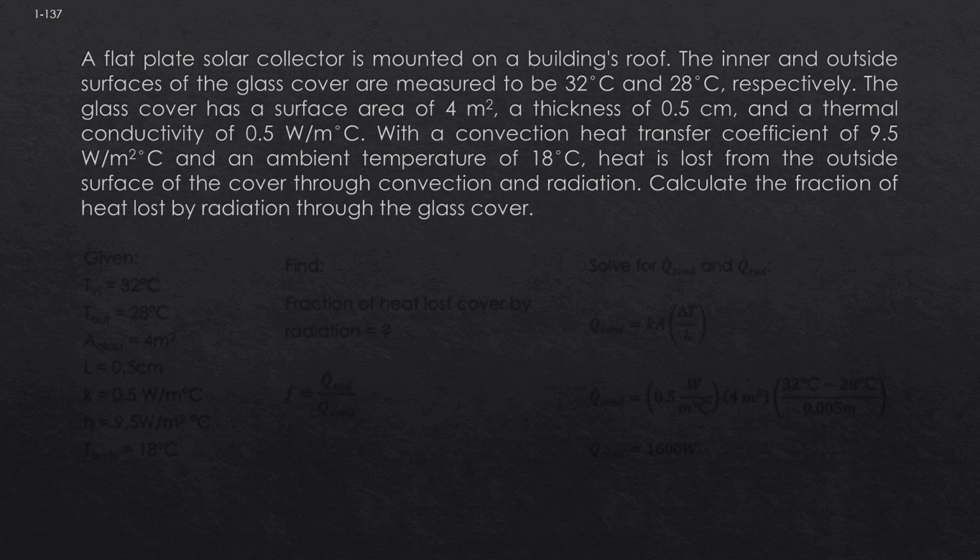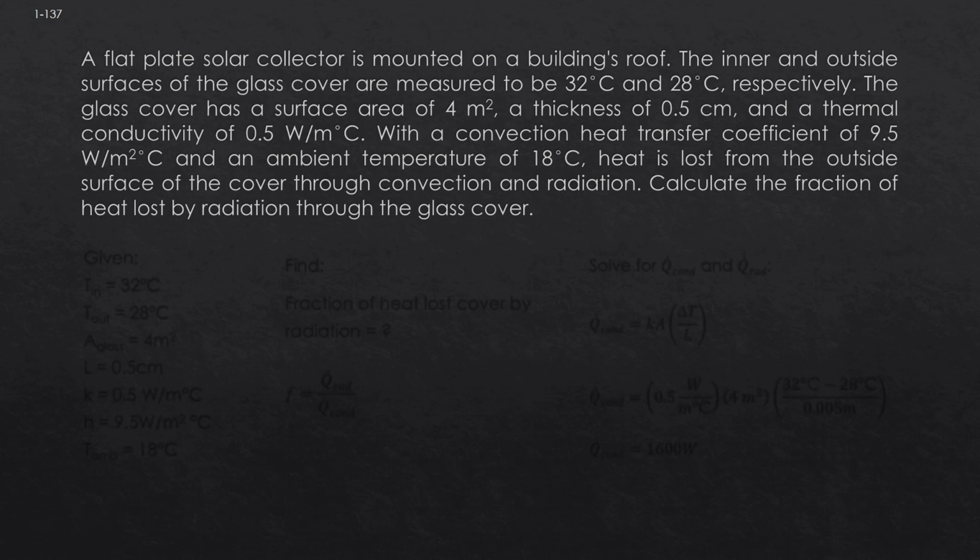With a convection heat transfer coefficient of 9.5 watts per square meters degree Celsius and an ambient temperature of 18 degrees Celsius, heat is lost from the outside surface of the cover through convection and radiation. Calculate the fraction of heat lost by radiation through the glass cover.